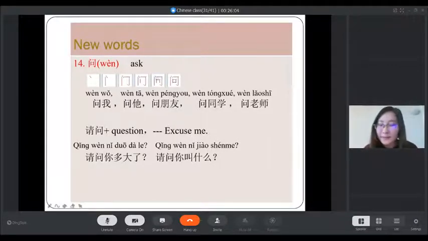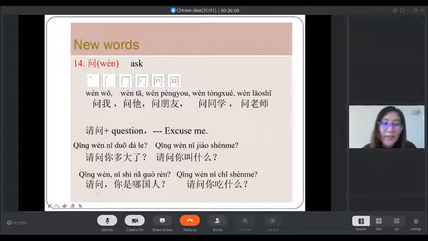问 means ask. So for example, we also can say 请问你是哪国人? Excuse me, which country are you from? 请问你吃什么? Excuse me, what do you want to eat? 请问 means excuse me.